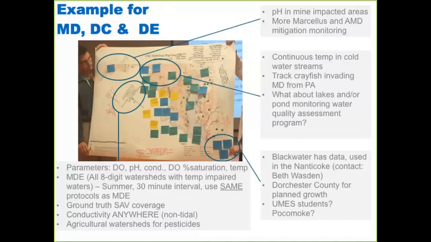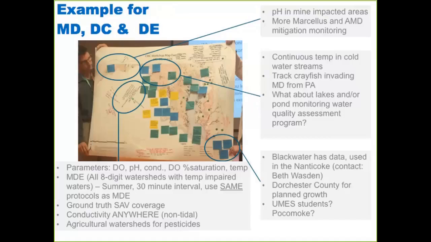From there, we were able to hone in and prioritize on what parameters we wanted to do and where it needs to be conducted. This area did not have enough freshwater samples. They say conductivity anywhere in the region. Well, that makes sense. Agricultural watersheds for pesticides.